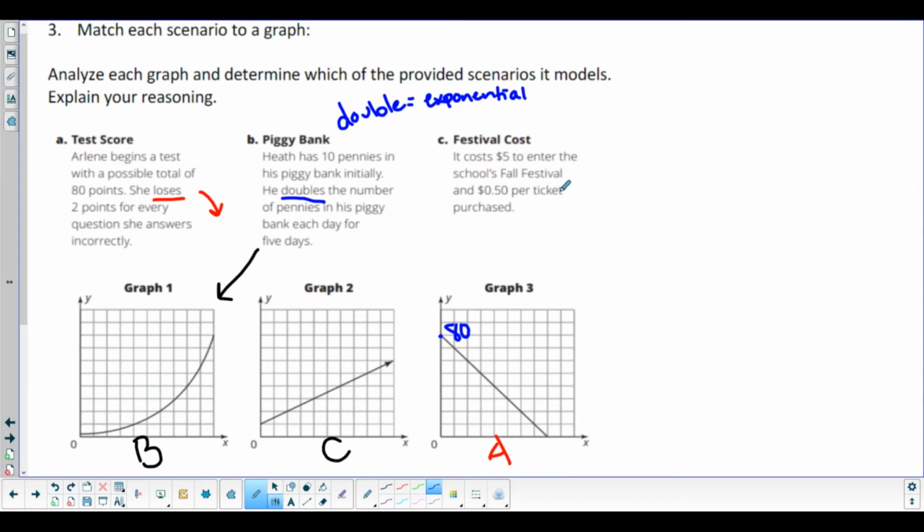Well, if we were thinking about the total cost, how much it would cost me to go to the school's fall festival, right away at the very beginning it would cost me $5. So I'm not at 0, I'm immediately at 5. And then every time I purchase a ticket, my total cost is going to go up linearly. I'm purchasing 50 cents at a time. I'm not doubling the amount of cost. I'm just adding another 50-cent ticket.